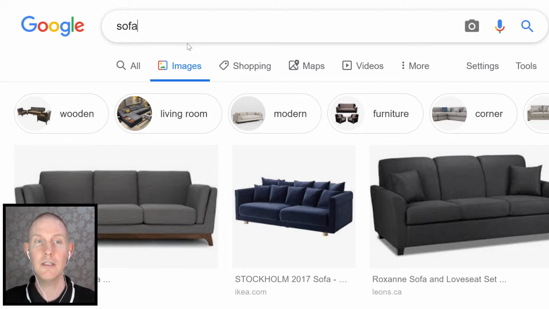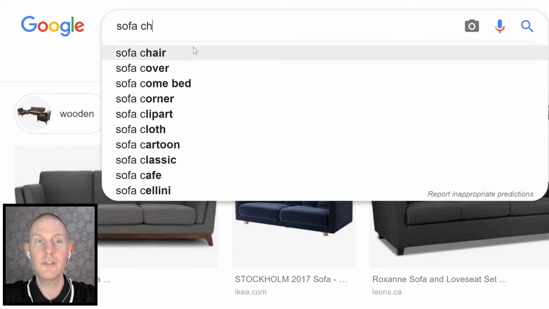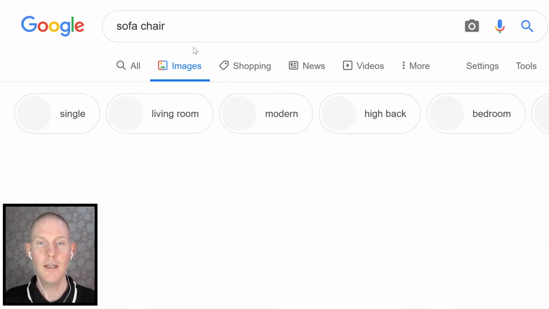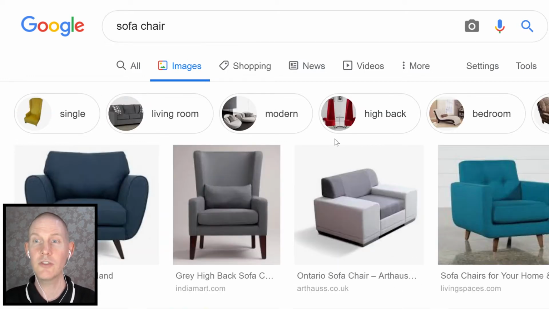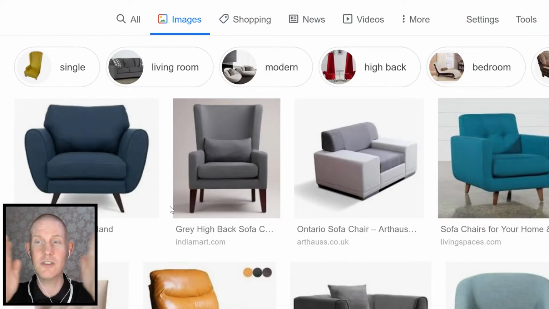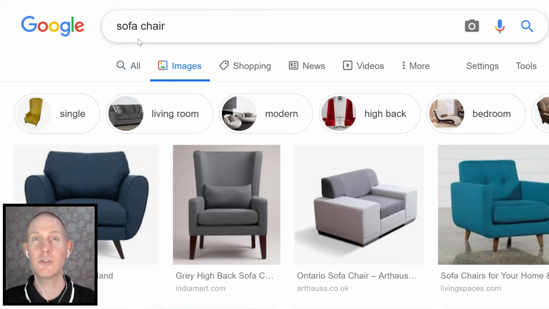One difference is sometimes they'll say sofa chair, all right? And a sofa chair is just a chair that is like a mini couch, right? So it's just a chair. It's very comfortable, but you probably wouldn't say a couch chair. You just say a sofa chair.